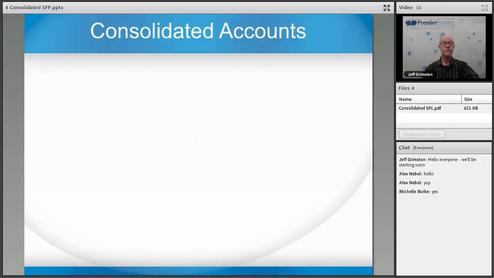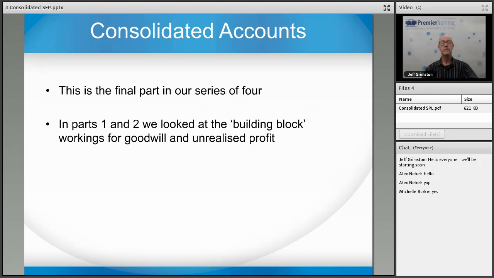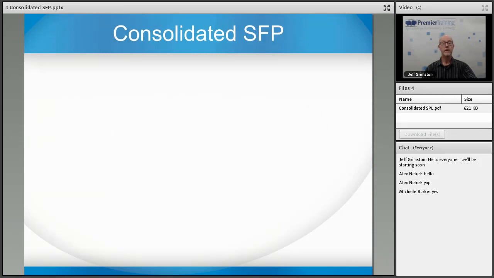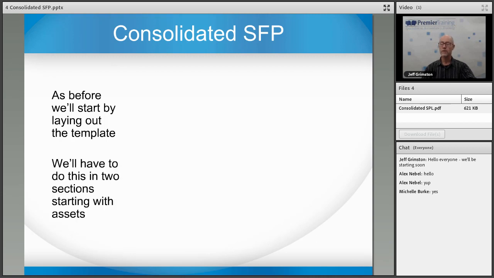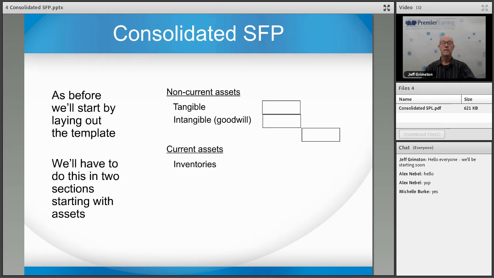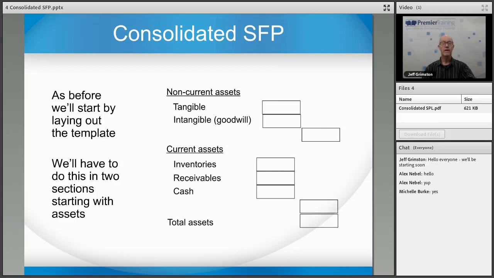Okay, so consolidated accounts, final part. First job, like we did last week, we'll start by laying out the template. Now there's a lot of boxes on a statement of financial position, so we'll do it in 2 halves. And we'll start with assets, non-current assets, tangible and intangible. Current assets, which in this case I can see inventories, receivables and cash. And then total assets, that will be our top half.